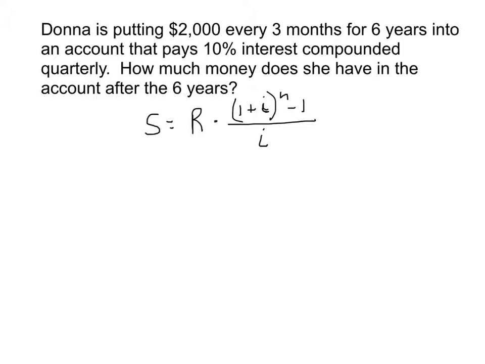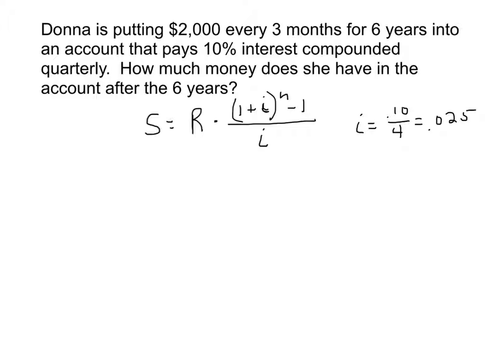Okay, hopefully you've had time to do the problem. The very first thing I would do once again with this problem is figure out what my I is. My I is the interest rate per compounding period. The interest rate is 10%, so I'm going to put 0.10. It says it's compounded quarterly, so it's 0.10 divided by 4. So using a calculator, 0.10 divided by 4 gives me 0.025. So that's what I is equal to.